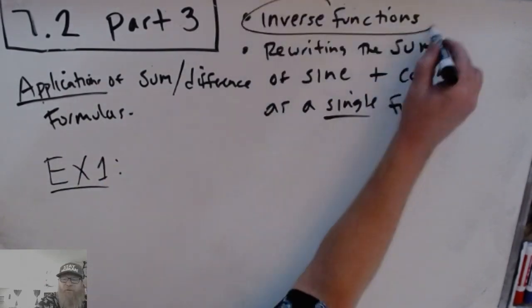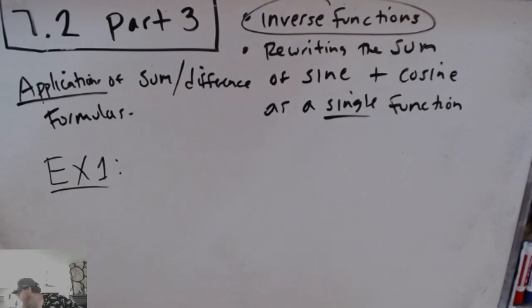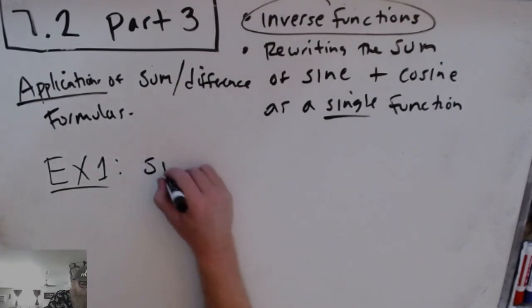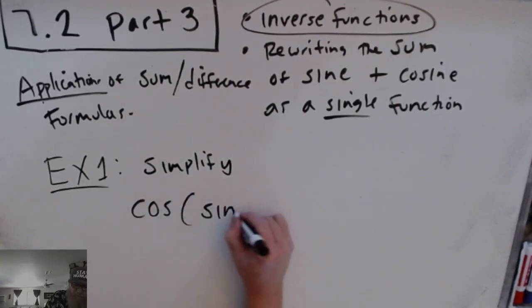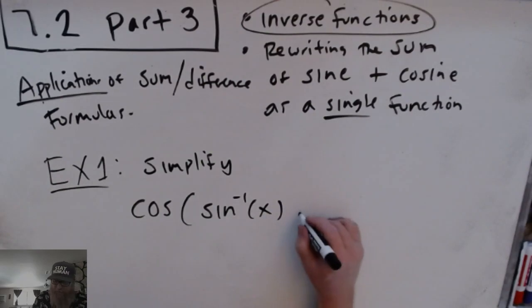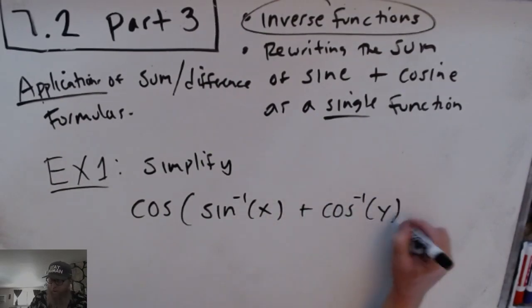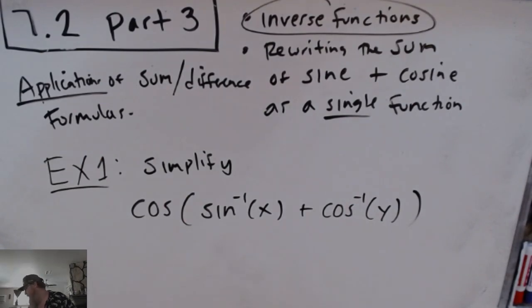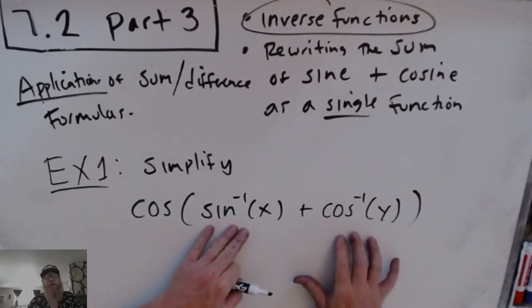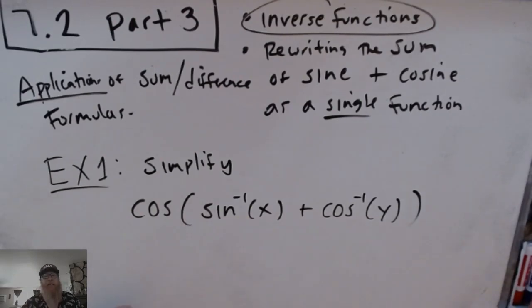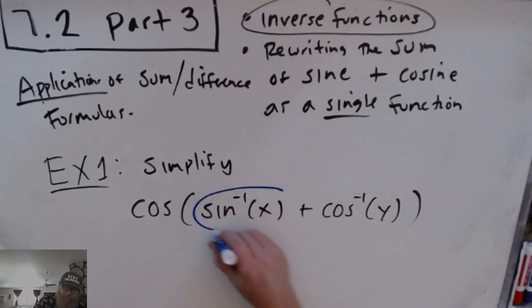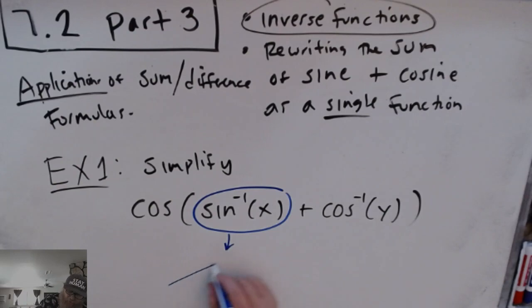Let's start off with inverse functions. We haven't done much with them so far, so suppose I wanted to simplify cosine of sine inverse of x plus cosine inverse of y. Let's do a brief review of the sine inverse and the cosine inverse before I actually do any of the problems. An inverse function is actually an angle.